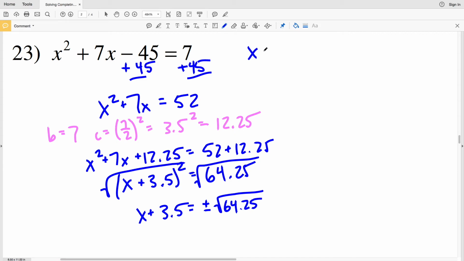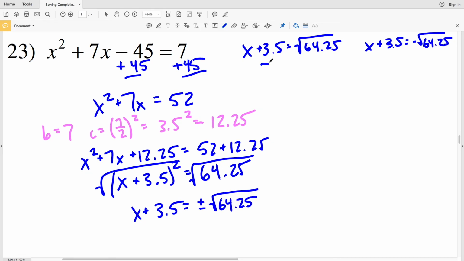64.25. So I'll have that x plus 3.5 equals the positive square root of 64.25, and I'll have that x plus 3.5 equals negative square root of 64.25. So subtracting 3.5 from my first equation, I'll get that x is equal to the square root of 64.25 minus 3.5, which equals 4.5156, which I'll round up to 4.516. However, on the answer sheet, they round down to 4.515.